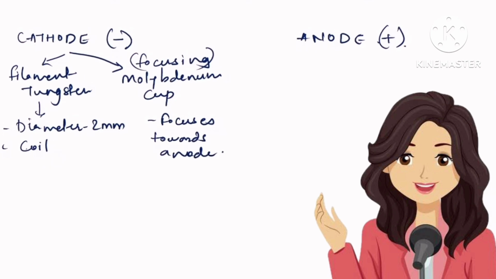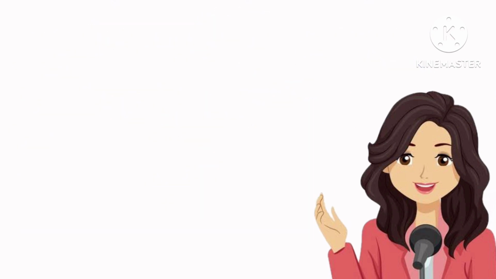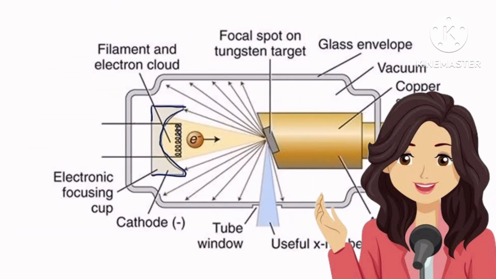What is the significance of focusing? What it is focusing, that we'll discuss. So the focus is towards the anode. It is of parabolic shape. If you look at this, this is the tungsten filament with a diameter of 2 mm. This is the molybdenum cup, which focuses the electron cloud. How this electron cloud forms, we'll discuss. So the molybdenum cup with the tungsten filament makes up the cathode unit, which is negatively charged. Done with the cathode.